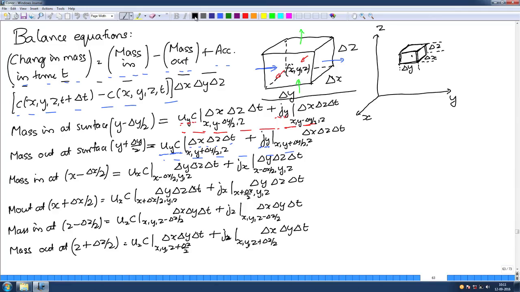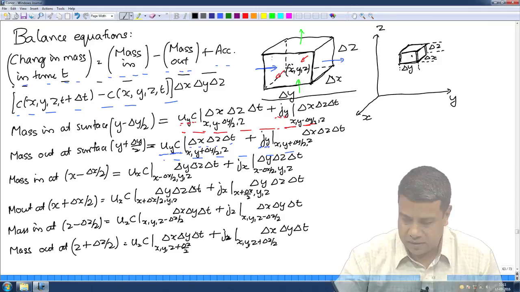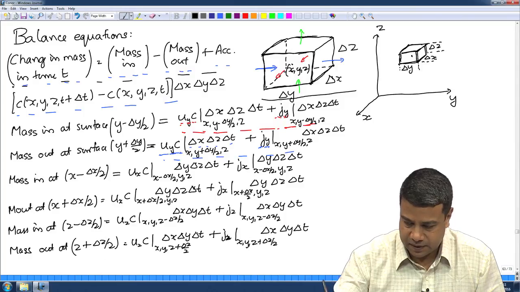We had looked at the balance equations first in a Cartesian coordinate system, where we had written for the concentration equation the change in mass in a time t is mass in minus mass out plus the accumulation terms. And each of these has convective and diffusive parts. If you recall, we had written down these equations for a volume whose surfaces are surfaces of constant coordinate, perpendicular to the coordinate axis.